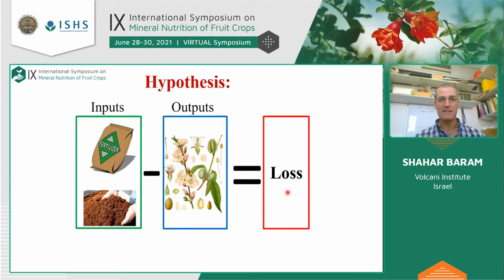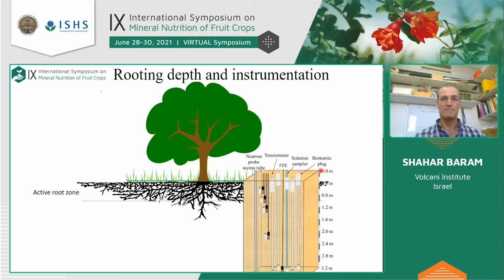So to do that, the basic hypothesis or the basic idea is we take the inputs, which are basically the fertilizer, the compost, and all other nutrient sources that came into the system. We subtract from it the outputs, basically whatever went out with the yield, the vegetative growth, and so on. And the difference between these two gives us the losses, basically a mass of how much nitrogen is lost through the orchard every year.